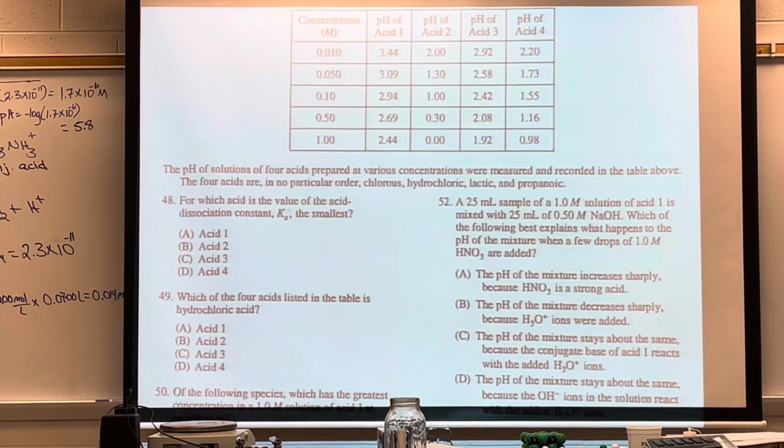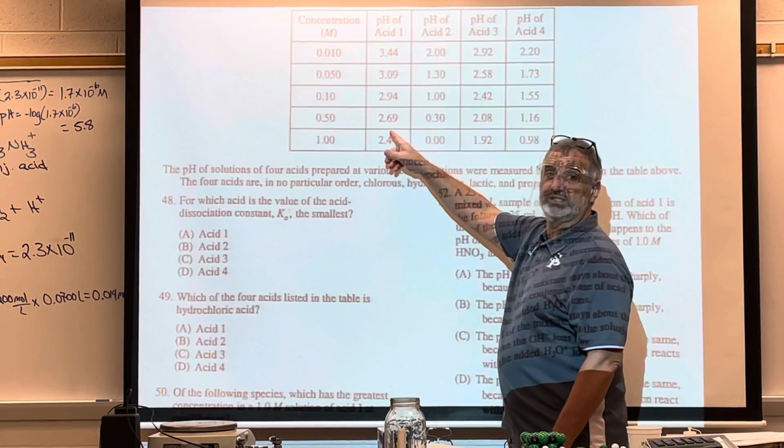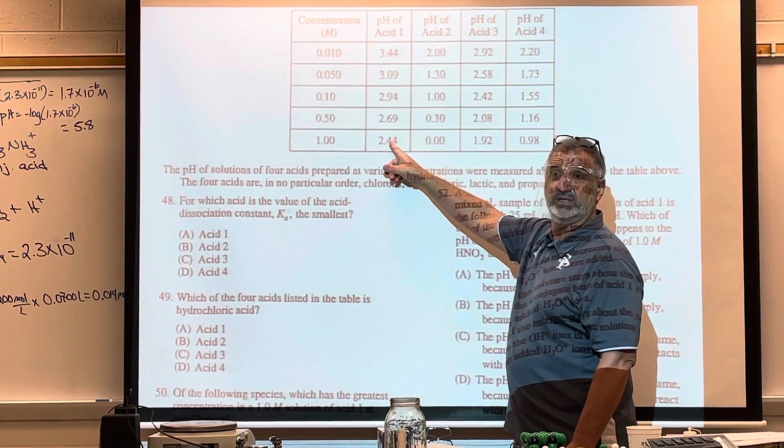Now, just so I don't have to move the thing, let's do 52, then I'll come back and get 50 and 51. Okay, 52 says a 25 milliliter sample of 1 molar solution of acid 1 is mixed with 25 milliliters of 0.5 molar NaOH. Which of the following best explains what happens to the pH of the mixture when a few drops of 1 molar HNO3 are added? Now, what did we decide about this? Is this a strong acid or a weak acid? Weak acid.